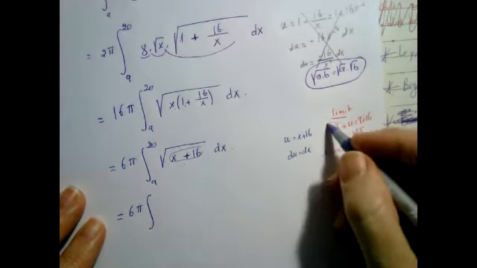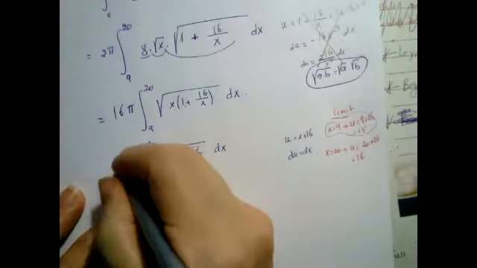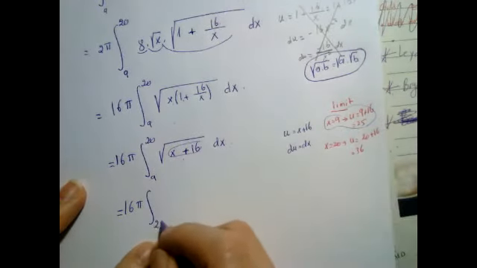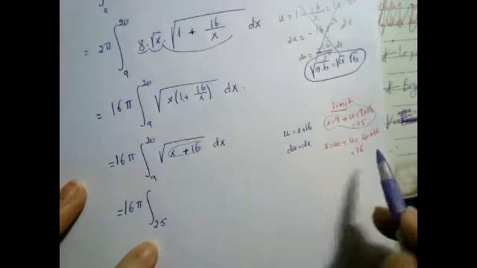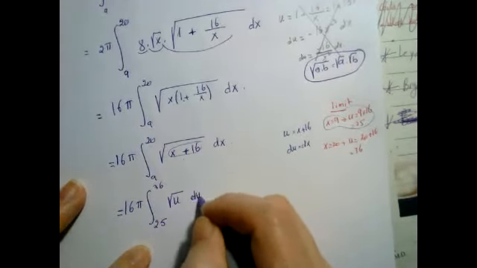The 9. Professor, shouldn't it be 16 pi still? What? In front of the integral, shouldn't it be 16 pi? Oh, thank you very much. And so the 9 turns into a 25, and the 20 turned into a 36, leaving me the square root of u du.